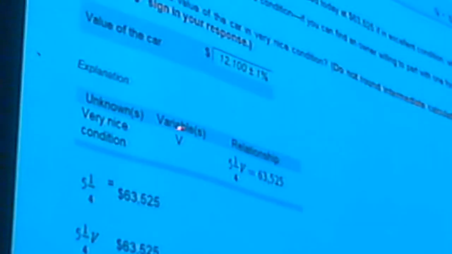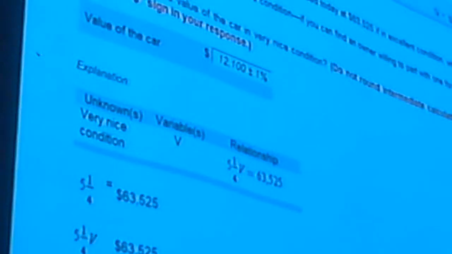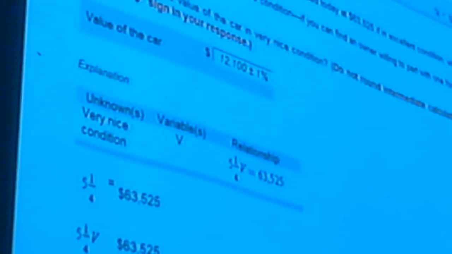Okay, let's take a look right here how the problem is set up. The variable is V. It actually stands for very nice condition. Okay, and why do we have 5 1/4 times V? Because 5 1/4 represents the value of a car in excellent condition when we multiply it times the value of the car in very nice condition. Does that make sense? Mm-hmm.